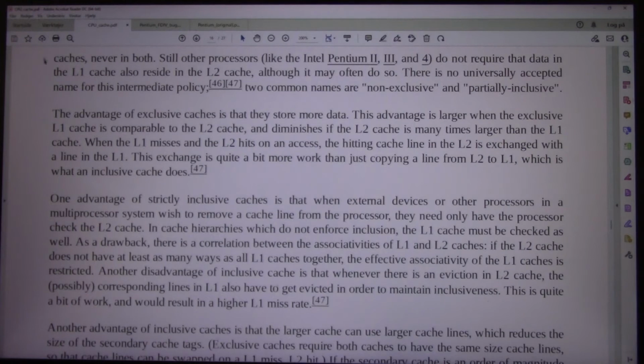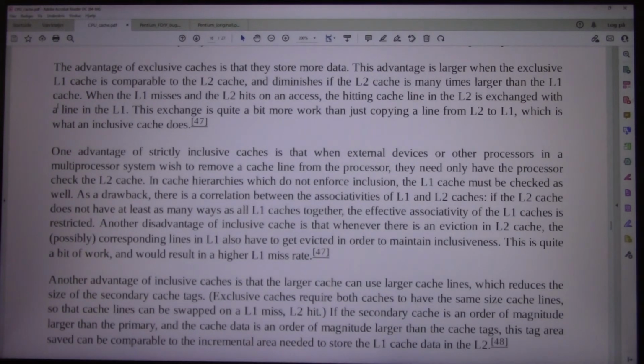Still other processors, like the Intel Pentium 2, 3, and 4, do not require that data in the L1 cache also reside in the L2 cache, although it may often do so. There is no universally accepted name for this intermediate policy. Two common names are non-exclusive and partially inclusive. The advantage of exclusive caches is that they store more data. This advantage is larger when the exclusive L1 cache is comparable to the L2 cache, and diminishes if the L2 cache is many times larger than the L1 cache.